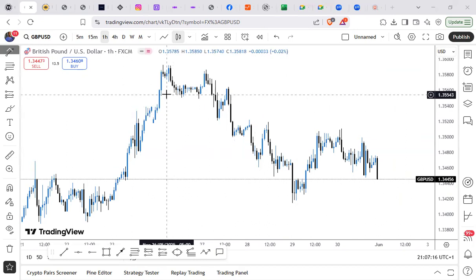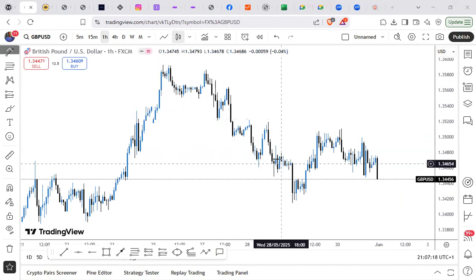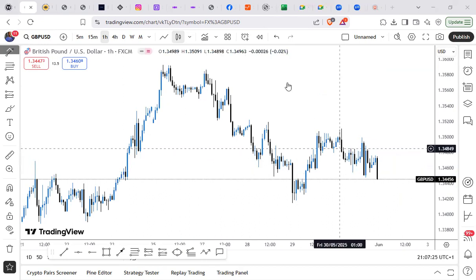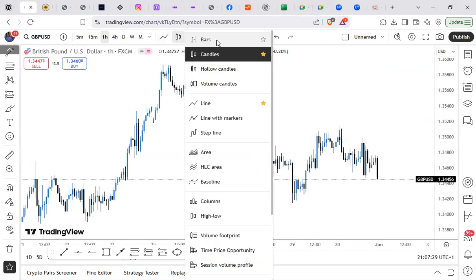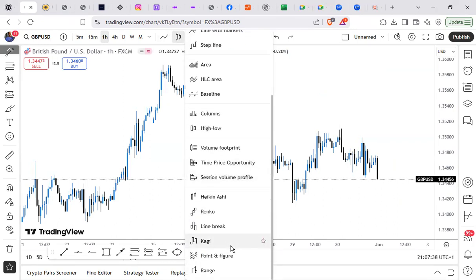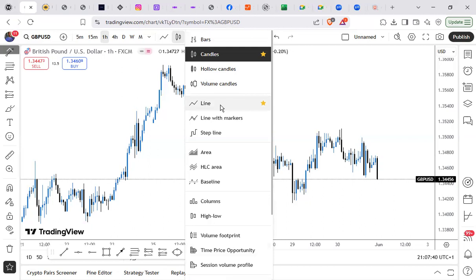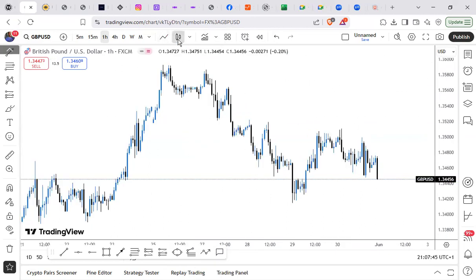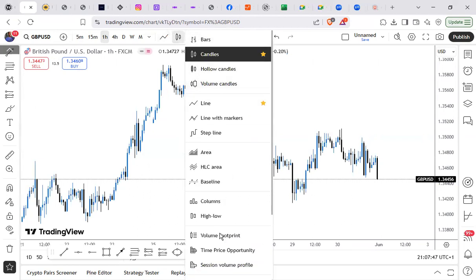All right. So as you can see in this chart right here, you are seeing lots of blue and black things. All these things are what we call candlesticks. Over here at the top, if you click on it, see the drop down: bars, candles, hollow candles, volume candles, line with markers, step line, area, and so on and so forth. You can also use line to trade. Some people use lines, some people use candlesticks.